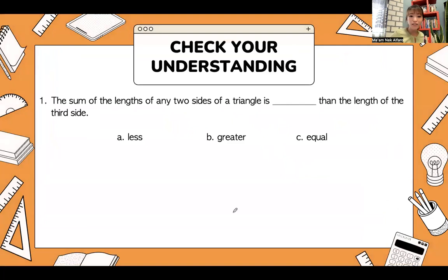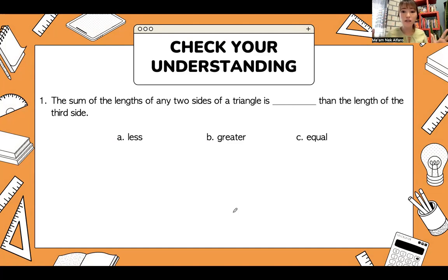It is not included in your module. Just check if you understand what we had learned today. Number 1, quick check. The sum of the lengths of any 2 sides of a triangle is blank than the length of the third side. A, less. B, greater. C, equal. 5 seconds. Give me your answer.